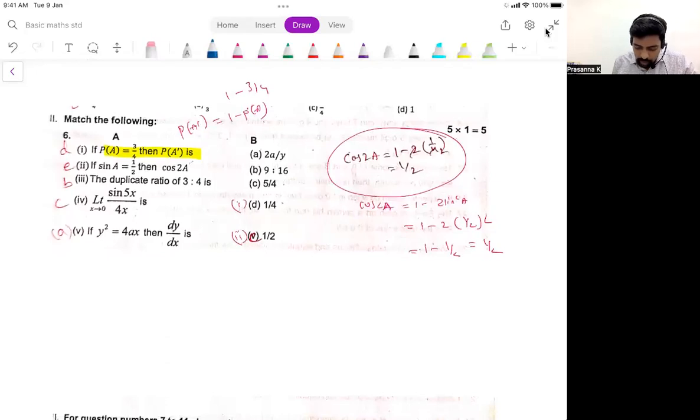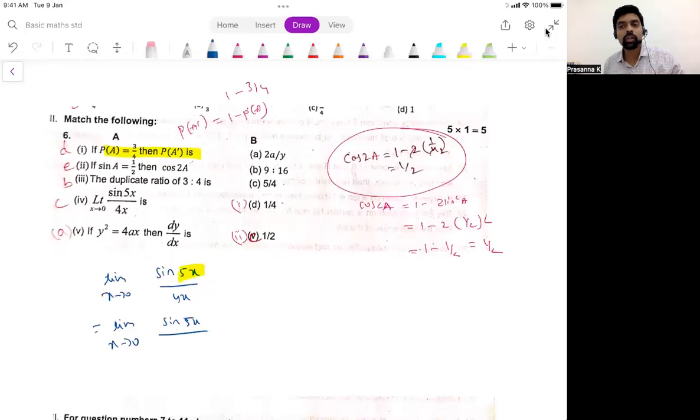Then fourth question, limit x tends to 0, sine of 5x divided by 4x. In case of trigonometrical limits, angle should be equals to the denominator. So here angle is 5x. Even in the denominator, we need 5x. But look at the question. What is given in the question? 4x, right? So I will write like this: x into 1 by 4. I will separate x and then 4.